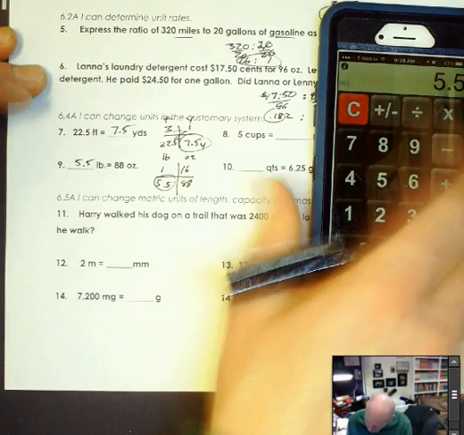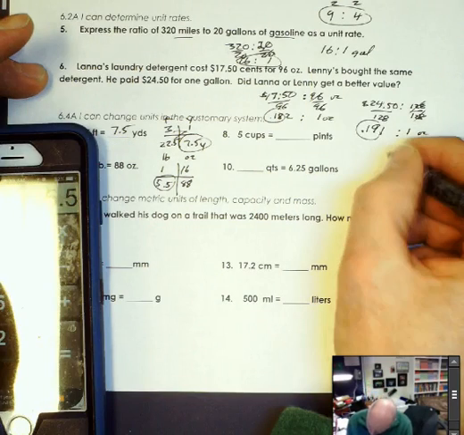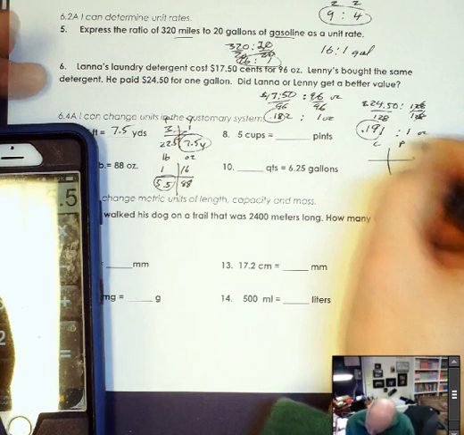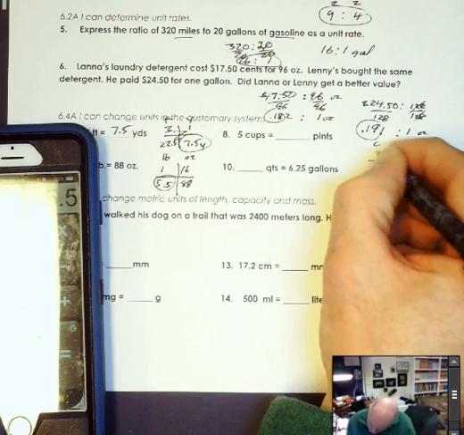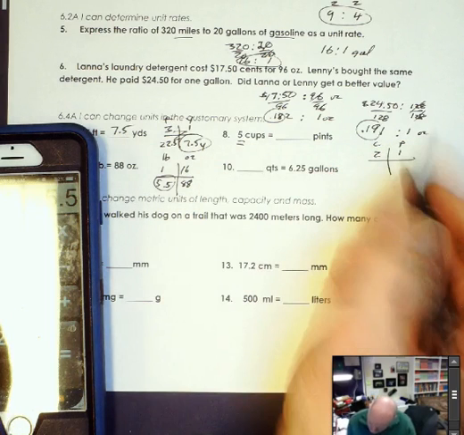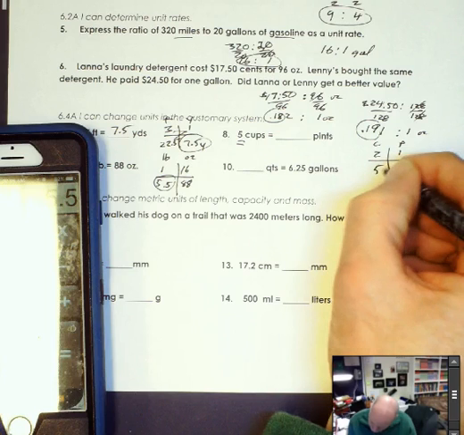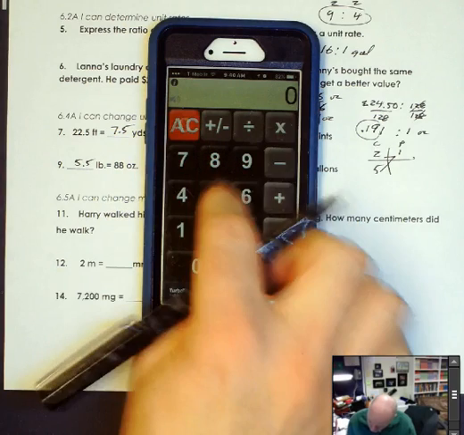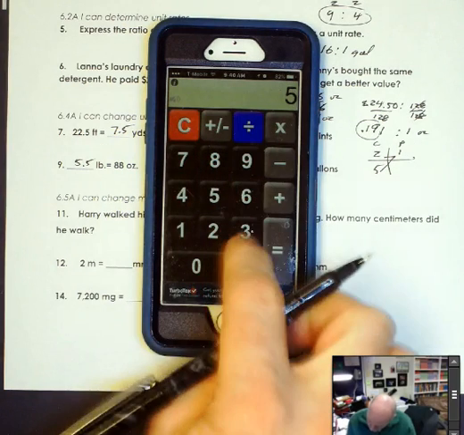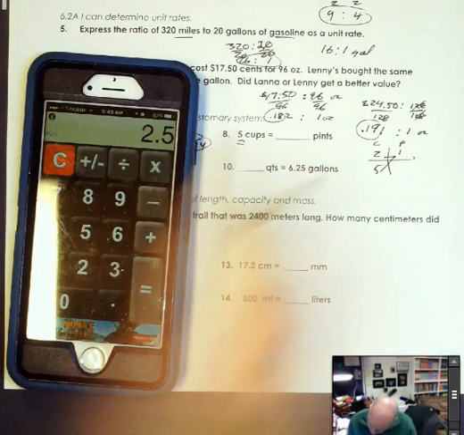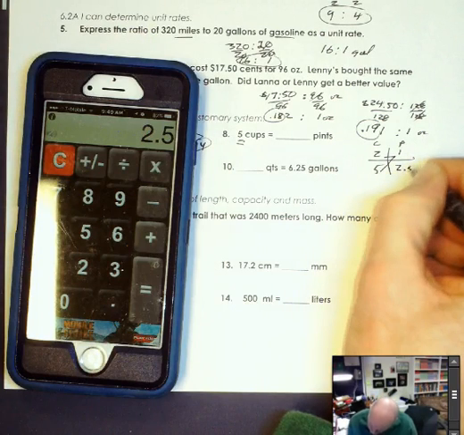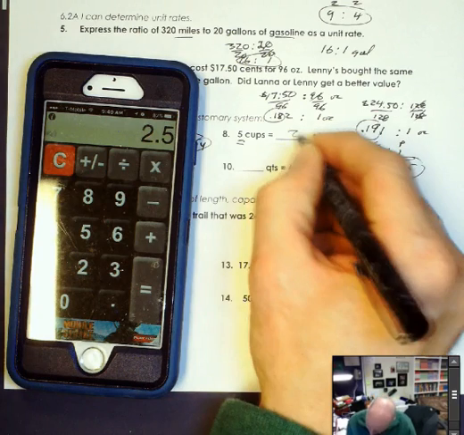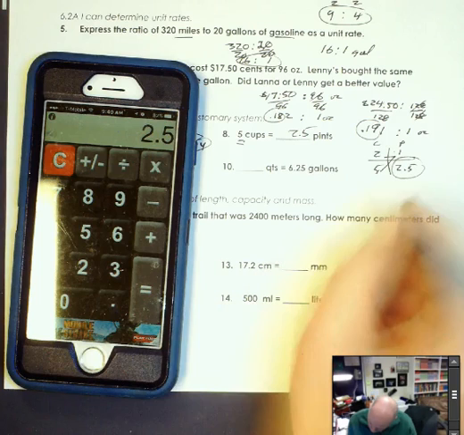Okay, let's do another one here. I've run out of room, so we'll make it small. We've got cups and pints. We know that in 1 pint there are 2 cups. So what have we got here? We have 5 cups. So I have to take 5 times 1 and then divide that by 2. I know 5 times 1 is 5, divided by 2 equals 2.5. So 2 cups is 1 pint, and 5 cups is 2.5 pints.